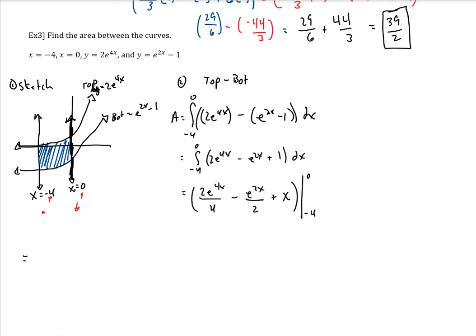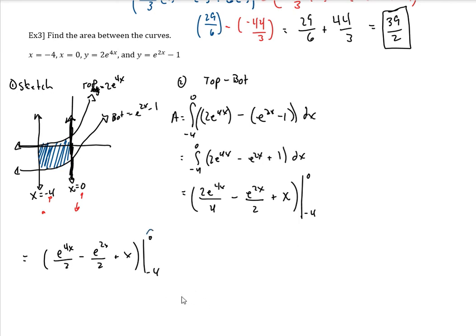So 2 and 4 do reduce. So all I'm doing is just rewriting it. e to the 4x over 2 minus e to the 2x over 2 plus x from -4 to 0. And then now we just go through our process.